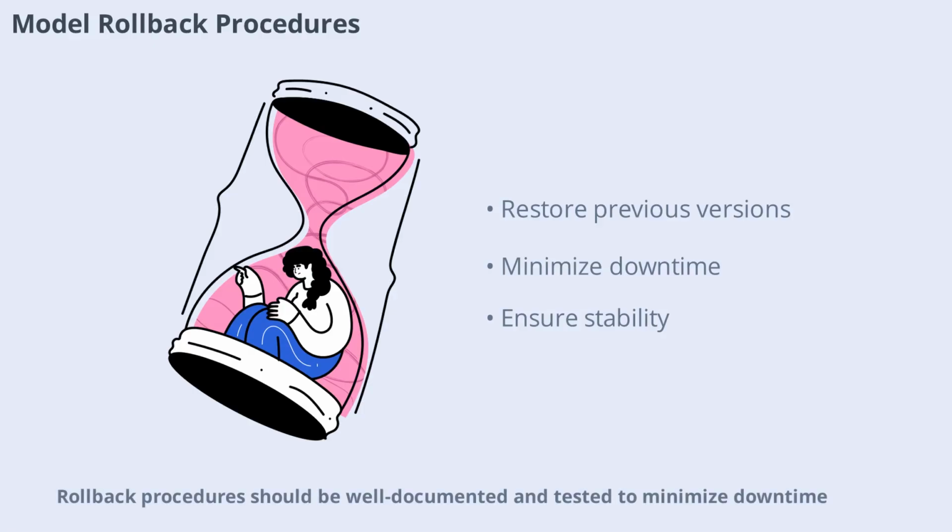Rollback procedures should be well documented and tested to minimize downtime. By combining version control with automated deployment tools, you can streamline the rollback process and ensure business continuity.